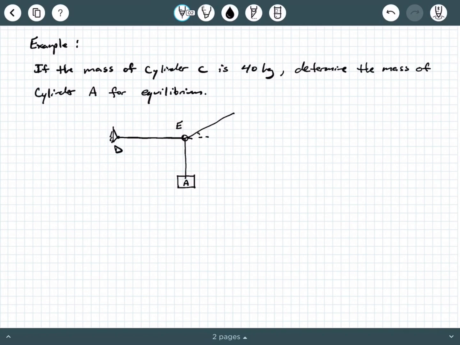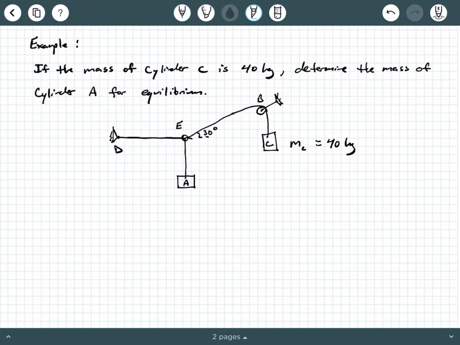Now coming off of E at a 30-degree angle, we have another rope that is actually going to wrap around a pulley. So here we're going to have a pulley, and this is going to be pulley B. And this pulley is going to have some kind of attachment here that we're not too concerned about. But hanging from the rope around the pulley, we have another cylinder, cylinder C, and the mass of cylinder C is 40 kilograms.